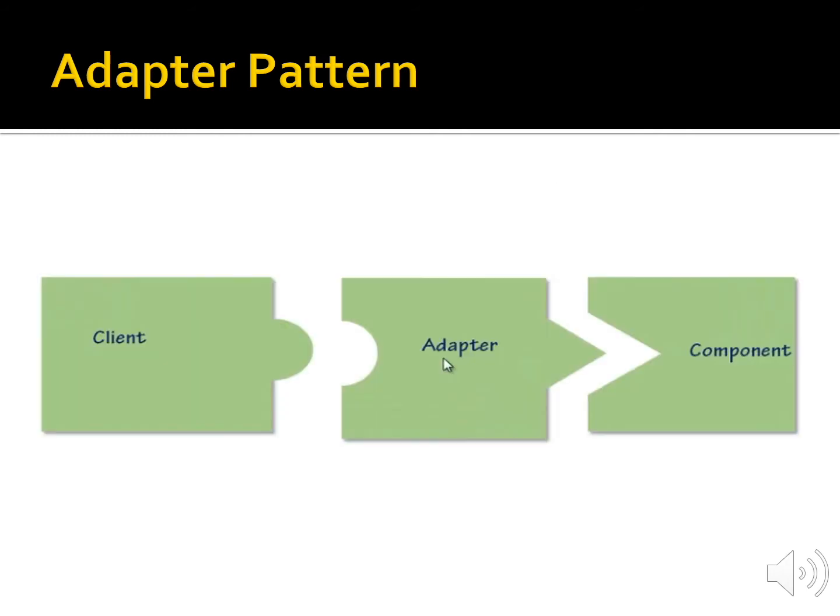To understand the adapter design pattern in the simplest and easiest way, look at this diagram. In this diagram, you can see there are three different blocks. The morphology, the structure of these three blocks is different. The first block is the client block, and the third is the component. Let's say you have to use the client block and the component block together. You have to connect them.